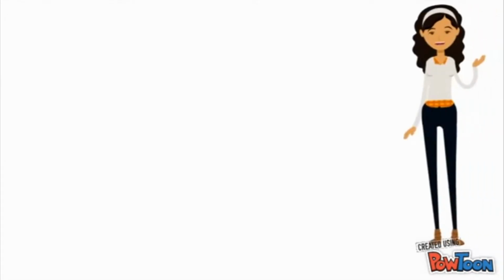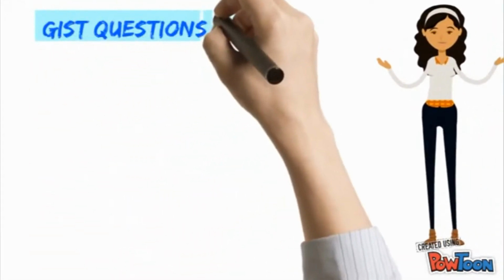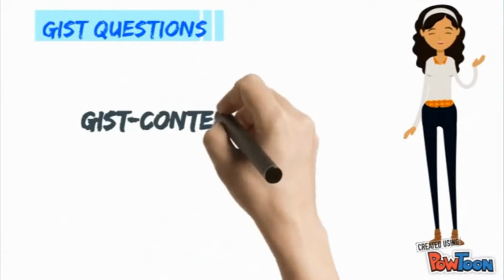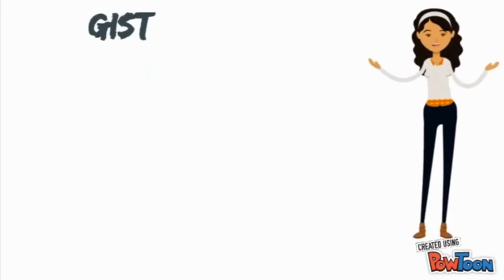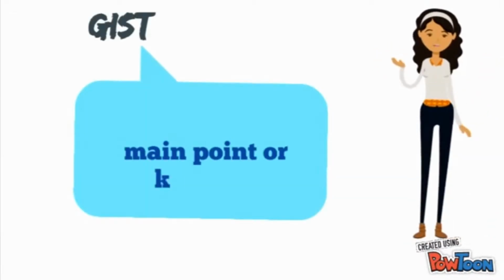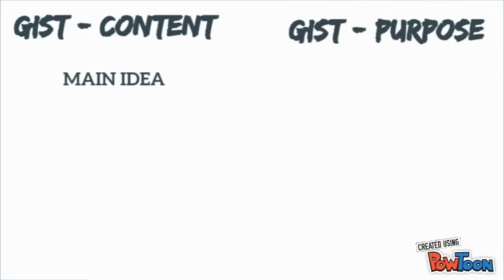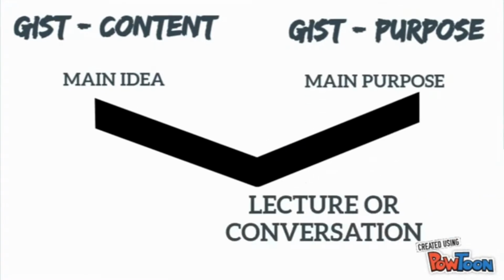The first type is gist questions. Inside of this we have gist content and gist purpose. But what is a gist? This is the main point or key idea of something. These content questions ask you to identify the main topic or idea of the listening conversation or lecture. And these purpose questions ask you to identify what the main purpose of the conversation or lecture is.